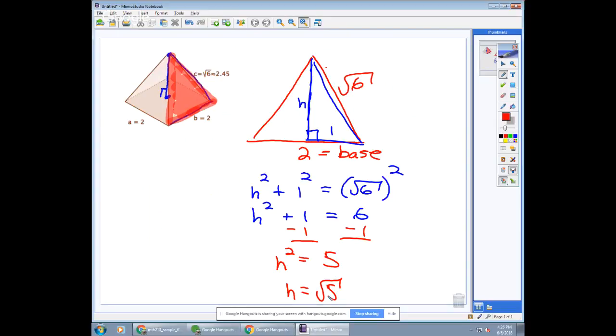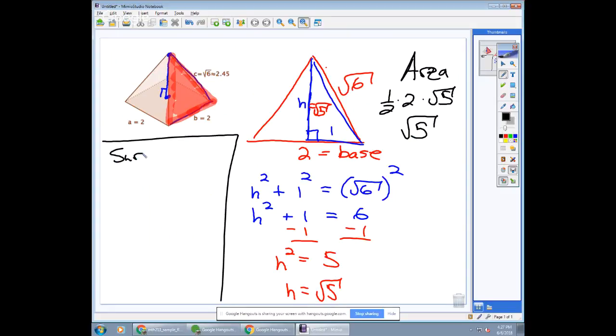All right, so now we know the height is the square root of 5. So the area of this triangular face is 1/2 the base, which is 2, times the height, which is the square root of 5. So the area of one triangular face is what then? Square root of 5. How many of those do I have? Got 4 of them.